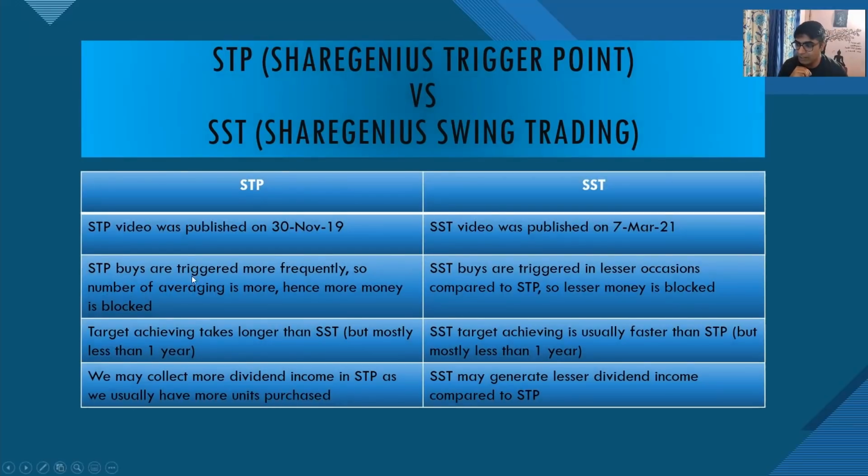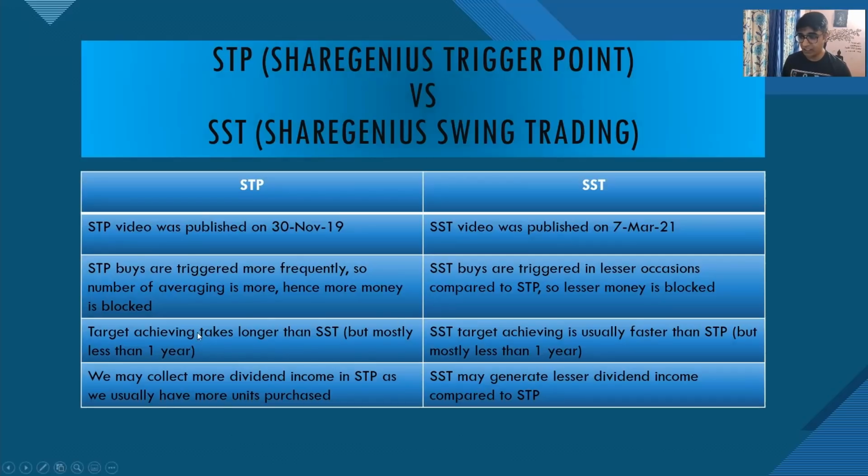In STP, buys are triggered more frequently, so the number of averaging is more, hence more money is blocked. With SST, less money is blocked because we get fewer signals to buy. In SST, we only have to average out a lesser number of times compared to STP, much lesser, almost half or less than half the number of times in most cases.